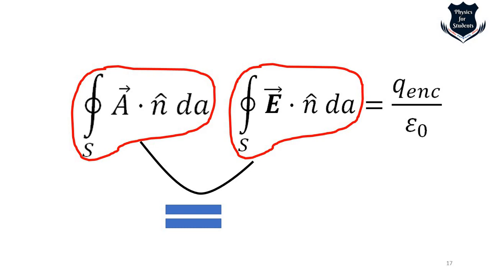So now you understand the reason why I started with vector flow. With vector flow, you can just replace that A arrow with E arrow, which is the electric vector field, and then these two parts become the same, and that is the beauty of Gauss's law. So we just replace the vector flow and we get Gauss's law for the electric field.